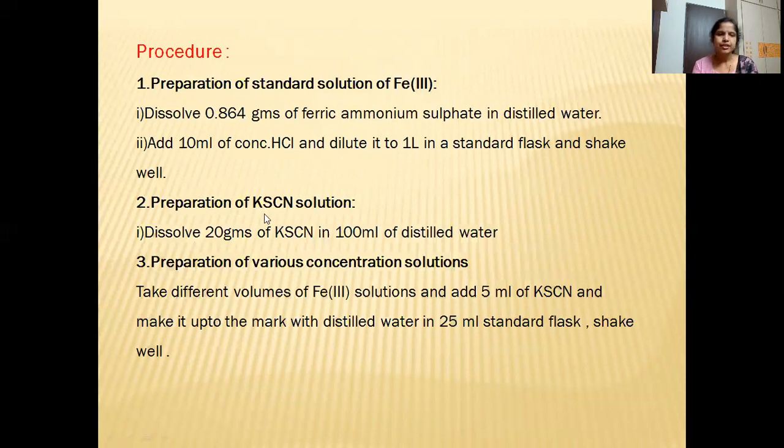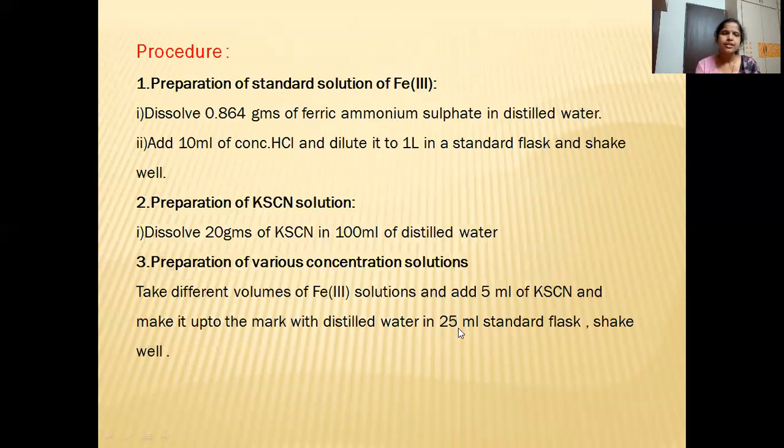Then we need to prepare the potassium thiocyanate solution also. For this, 20 grams of potassium thiocyanate is dissolved in 100 ml of distilled water, which, when reacted with iron, will show color. And then we need to prepare various concentration solutions. Different volumes of the standard iron solution we have prepared, you have to take in 25 ml standard flasks. Minimum 5 to 6 of the 25 ml standard flasks we need to keep ready.